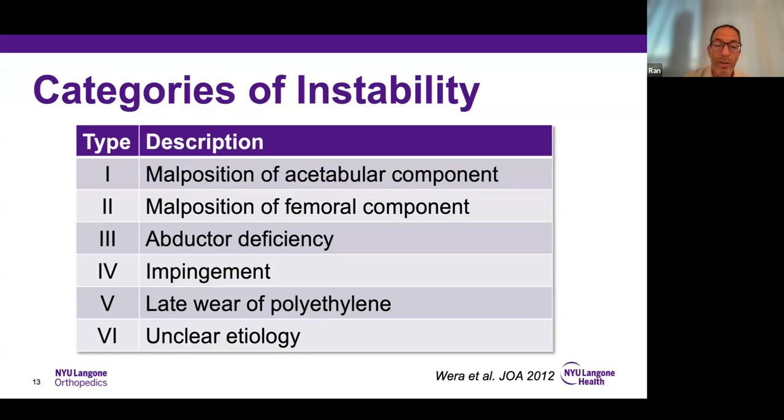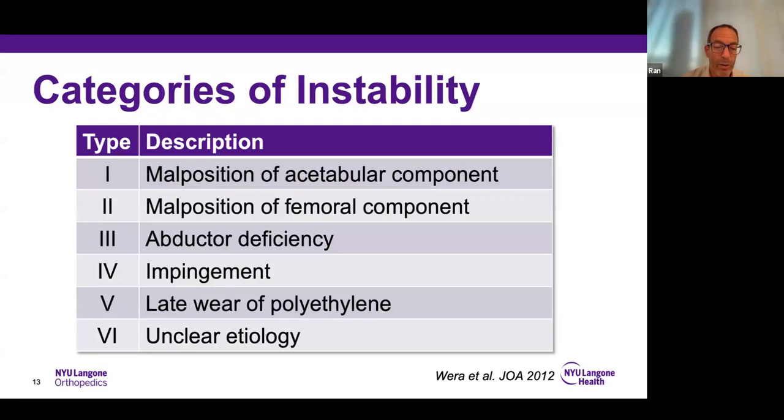So when you look at different instability in the hips, it can be because of malposition of the acetabular component when you do a total hip, and it can be malposition of the femoral component. That means you didn't put the stem in anteversion, you put it in neutral or retroversion position, and then the greater trochanter impinges easily on the pelvis in the front and the hip pops out the back.